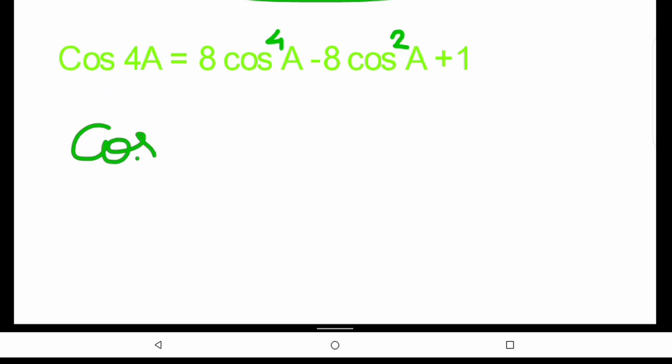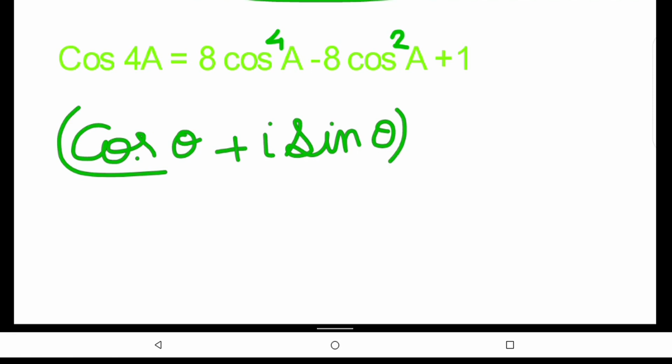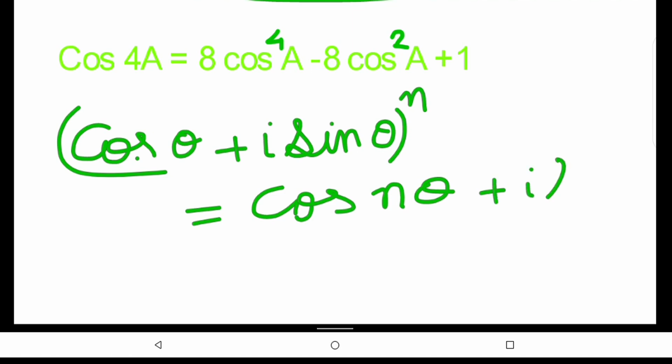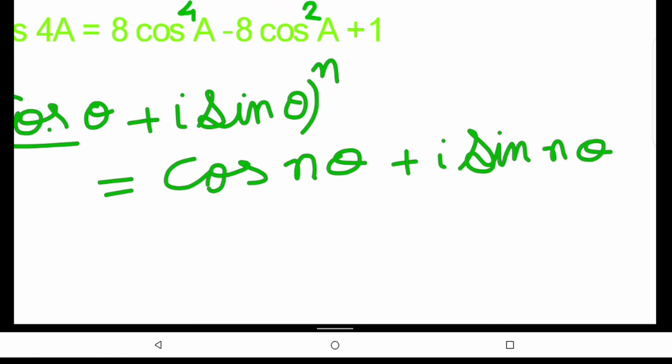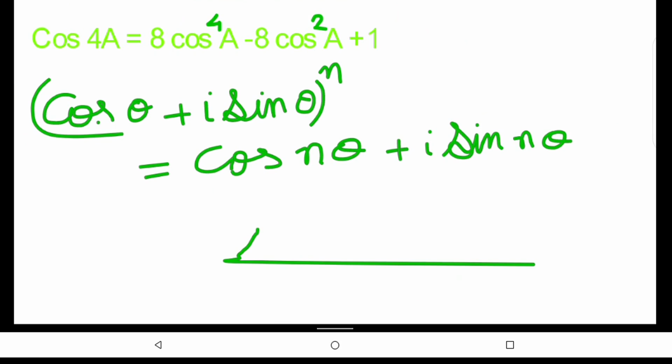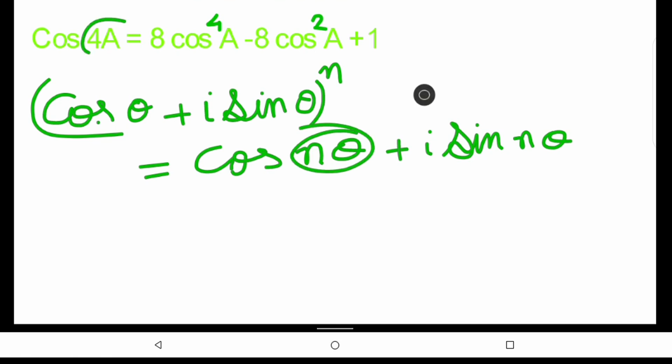By de Moivre's theorem, we have (cos theta plus i sin theta) whole thing to the power n equal to cos n theta plus i sin n theta. So we know that this is the formula by de Moivre's theorem. However, here we have n theta, and what we want to prove is cos 4a or cos 4 theta.